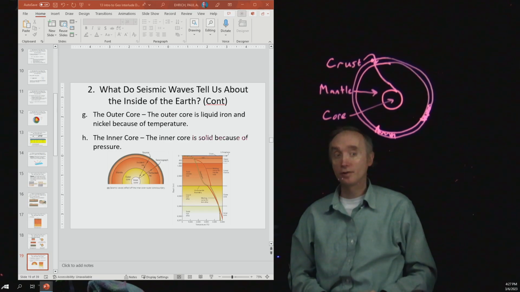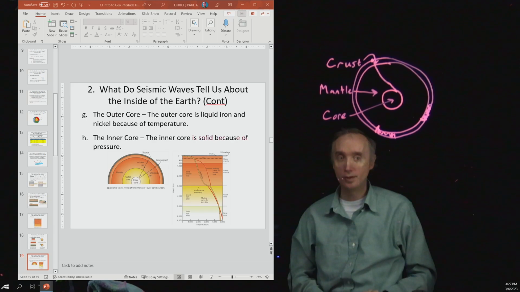Okay, so we've talked about the crust. We've talked about the boundary between the crust and the mantle, so that would be the Moho. We've talked about the mantle, and now we've talked about the boundary between the mantle and the core.